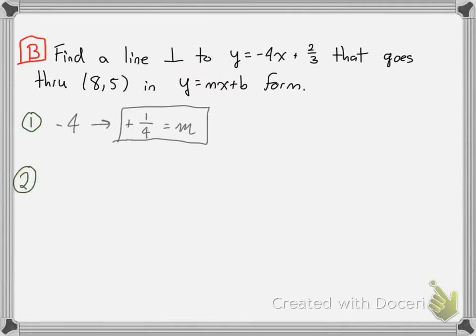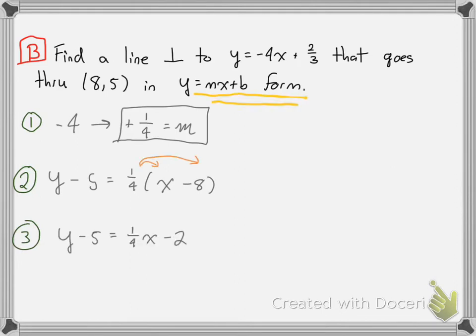Now, I have my slope, I have my coordinate, I can plug into point-slope form. And it's going to look like this. y minus 5 equals 1/4 times x minus 8. Finally, step 3, get this into slope-intercept form. First, I'm going to distribute. Then I'm going to bring the 5 over. My final equation in slope-intercept form would be y equals 1/4 x plus 3.